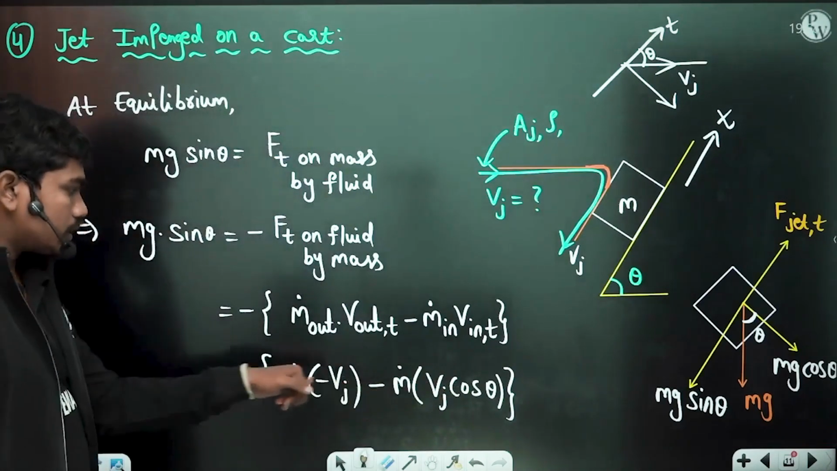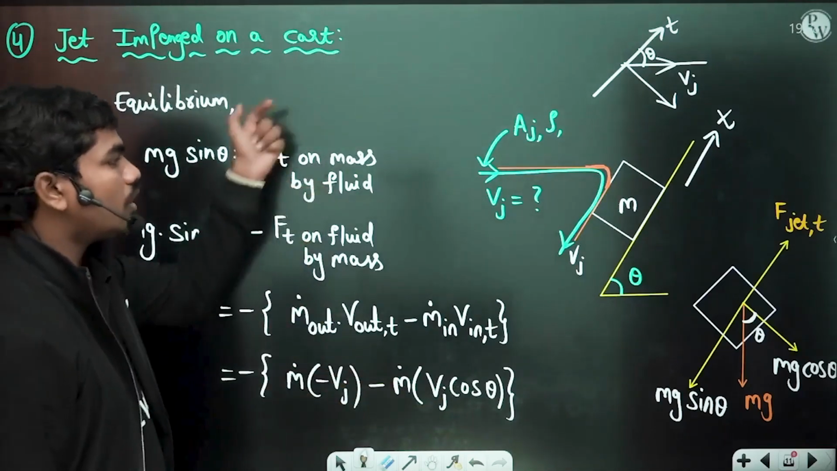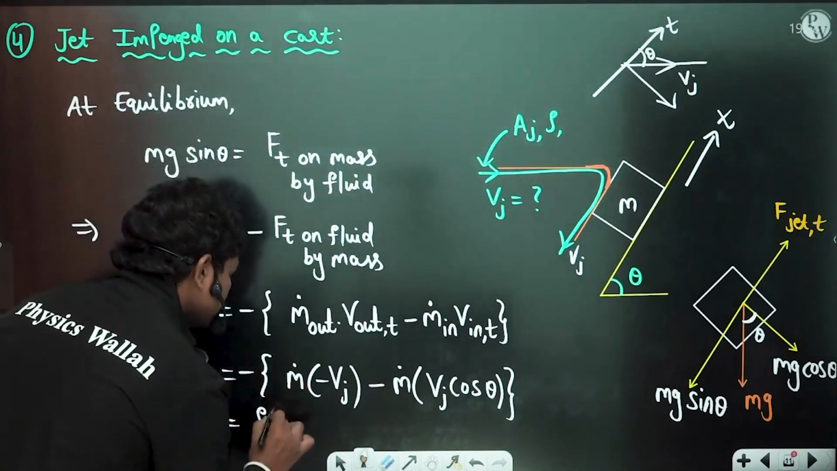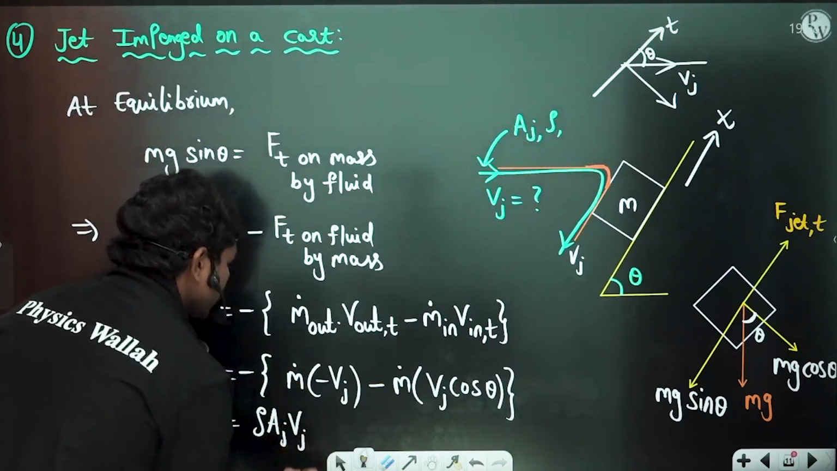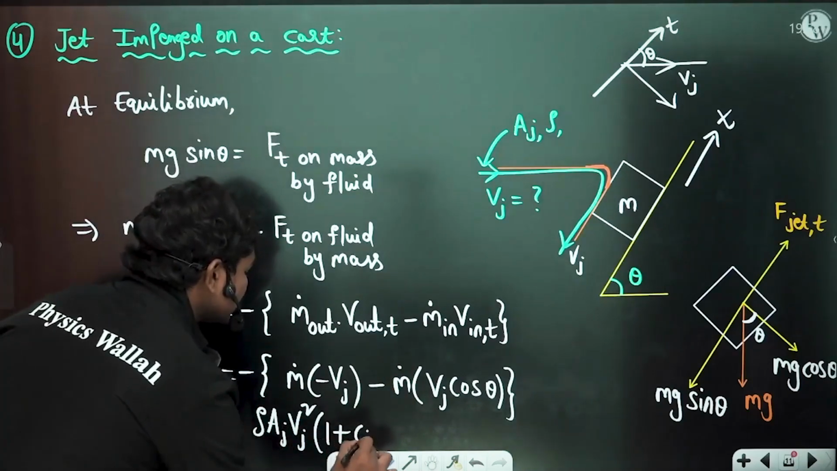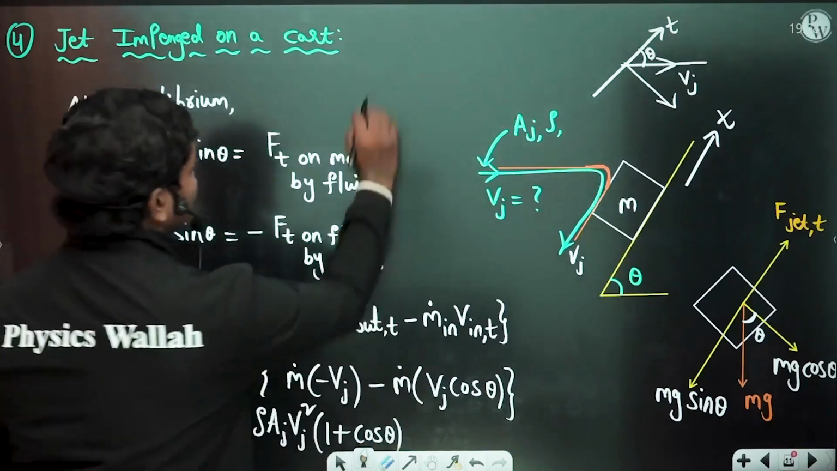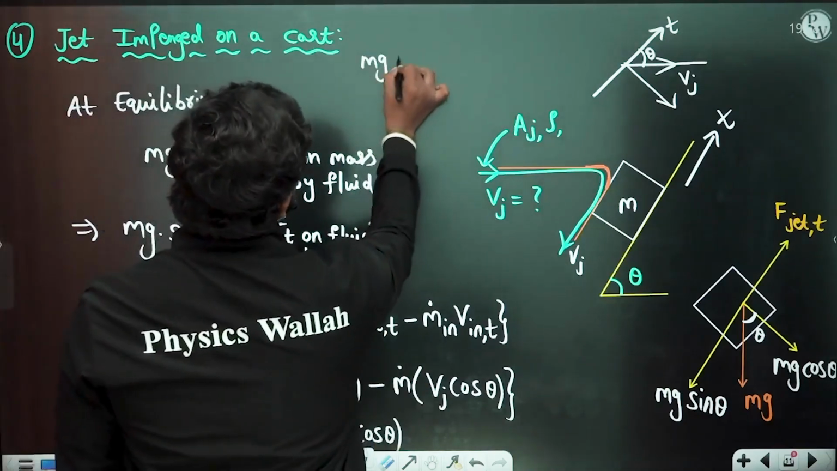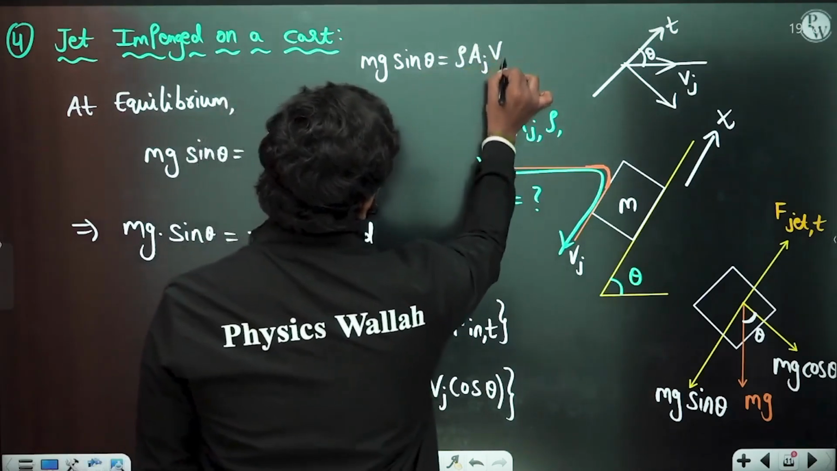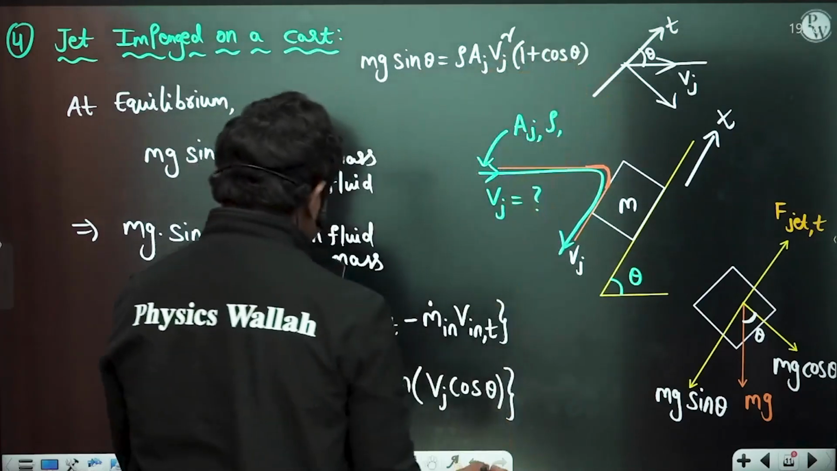Now you see, with all the minus signs, the force acting in the tangential direction on the mass is a positive value, correct? So what is m dot? M dot is equal to rho Aj Vj, and there is one more Vj in both the expressions, so Vj square times of 1 plus cos theta. So this is what you have basically. Therefore here the equation of equilibrium is mg sin theta equal to rho Aj Vj square times of 1 plus cos theta. That's it. So this is the simple equation.